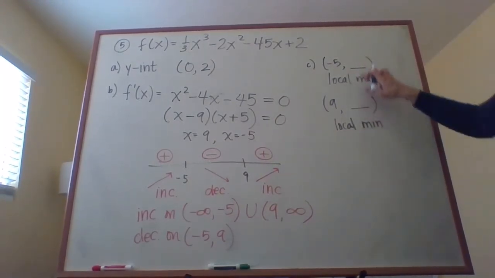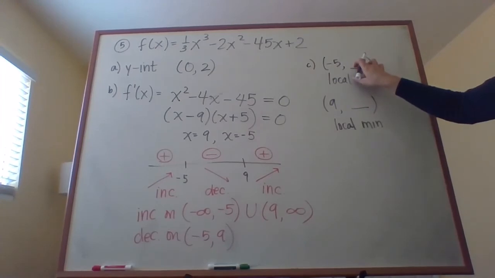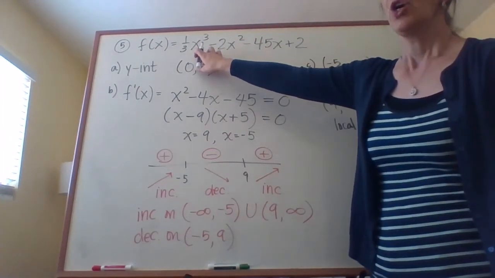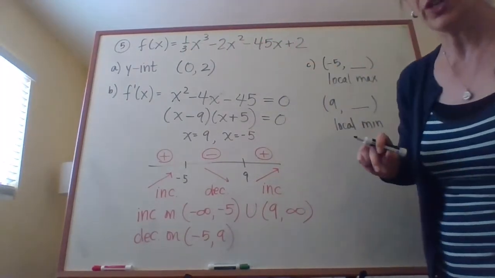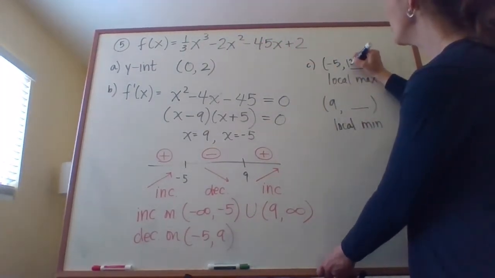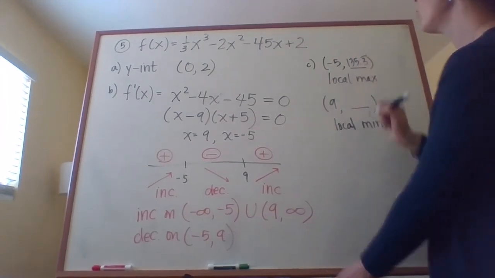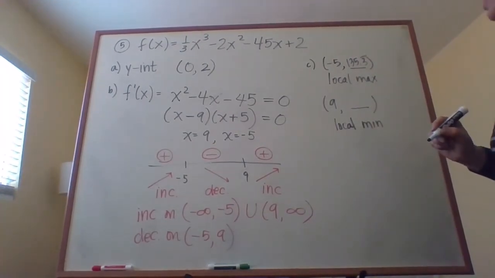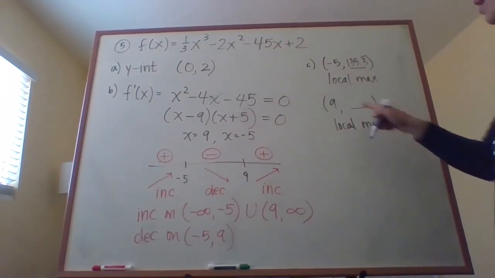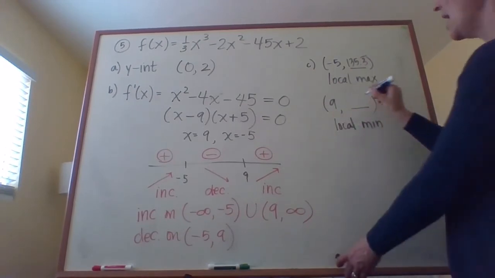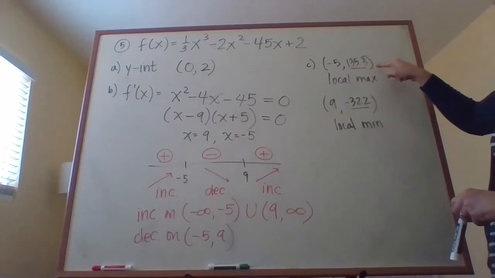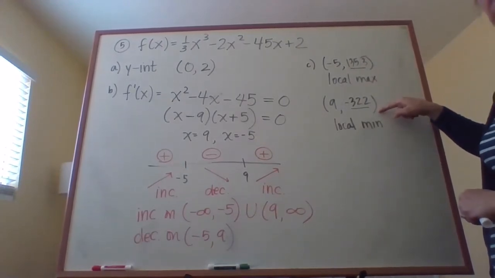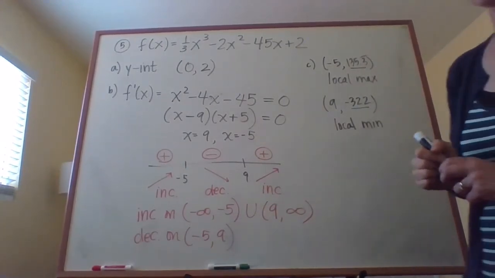Now, how do I figure out these two, the somethings here? If I want the y coordinate, I plug back in to my original function. And if I plug negative 5 into this function, you do get a fraction, okay? It's 135.3 repeating, or 135 and a third, okay? Or 406 thirds, that was another way to write it. If I plug 9 in, I end up with an answer of negative 332. So I have a local max here, and I have a local min here. That was the answer for part C.